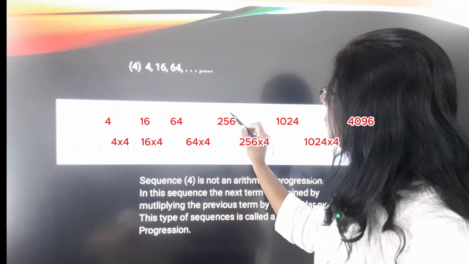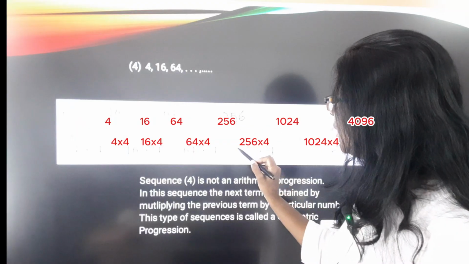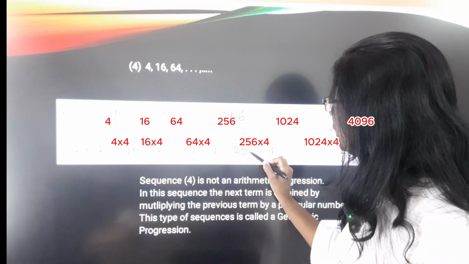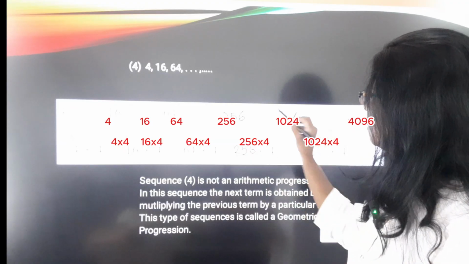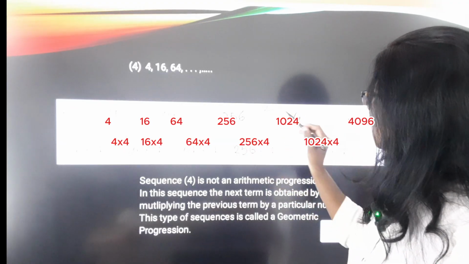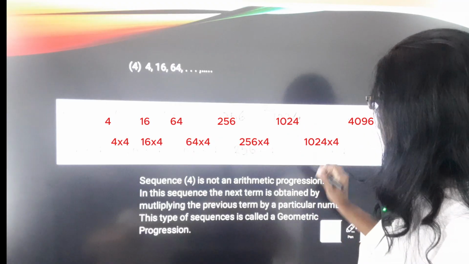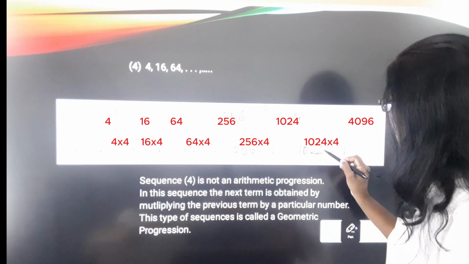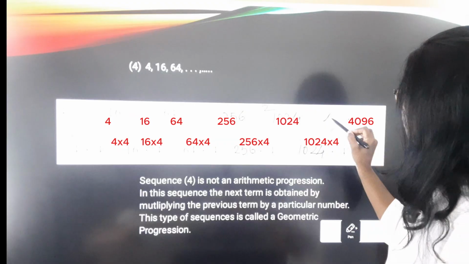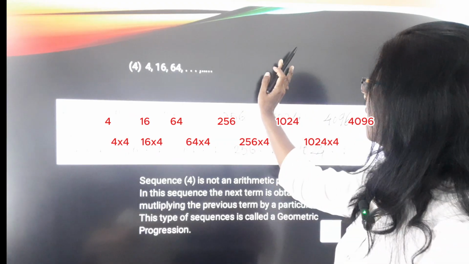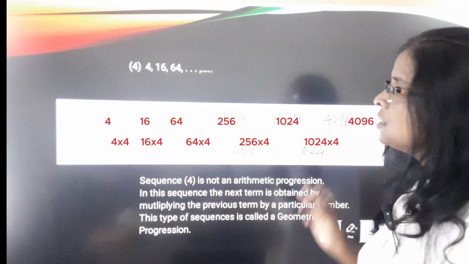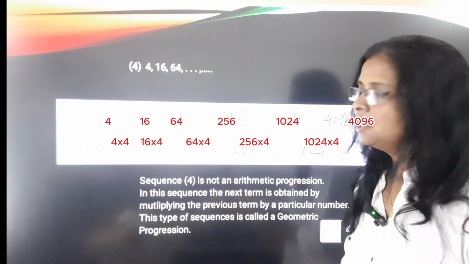64 times 4 is 256. Then 256 multiplied by 4 is 1024. 1024 multiplied by 4 is 4096. Okay, so in such a way we can get the series of numbers of the sequence.